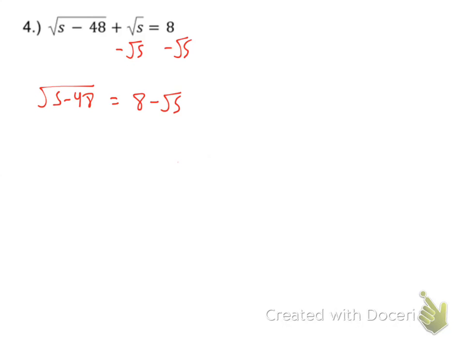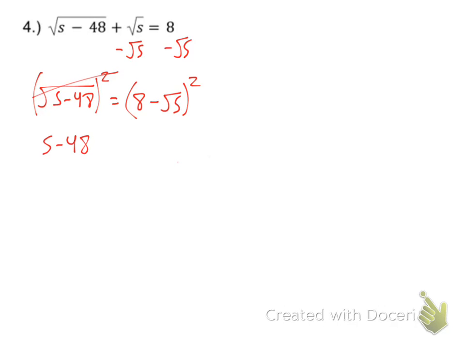Step number 2 says what? Apply the correct power to cancel. These are what kind of radicals? Square roots. So you're going to square both sides. Wouldn't that just be the same thing? What happens with a square and a square root? That cancels, right? So this side is s minus 48.